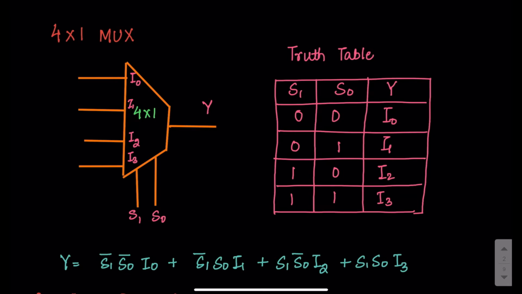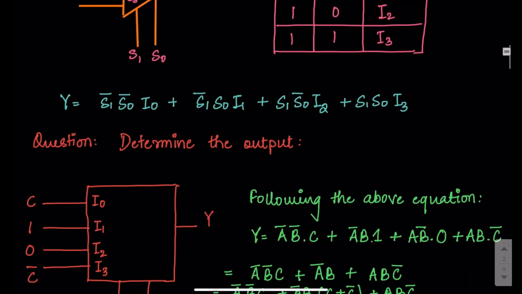The truth table is again showing that depending on the value of the select lines, you have the output. So when it is 0, 1, the output is I1. When it is 1, 0, the output is I2, and when they are 1, 1, the output is I3. In this situation also, we can write down the output expression for Y, that is Y is equal to S1 bar S0 bar I0 plus S1 bar S0 I1 plus S1 S0 bar I2 plus S1 S0 I3.